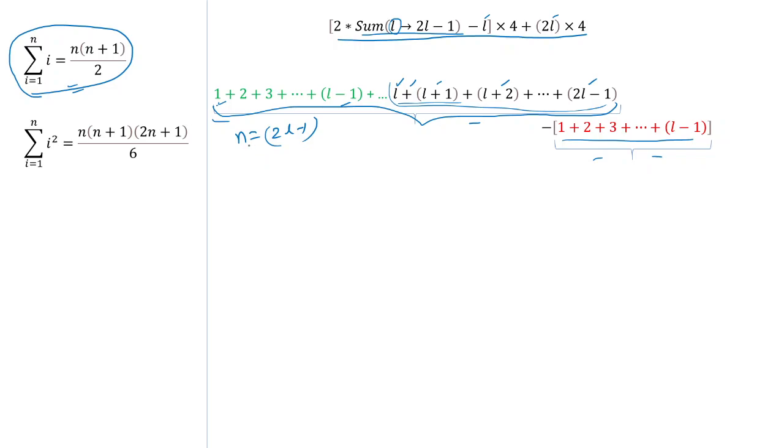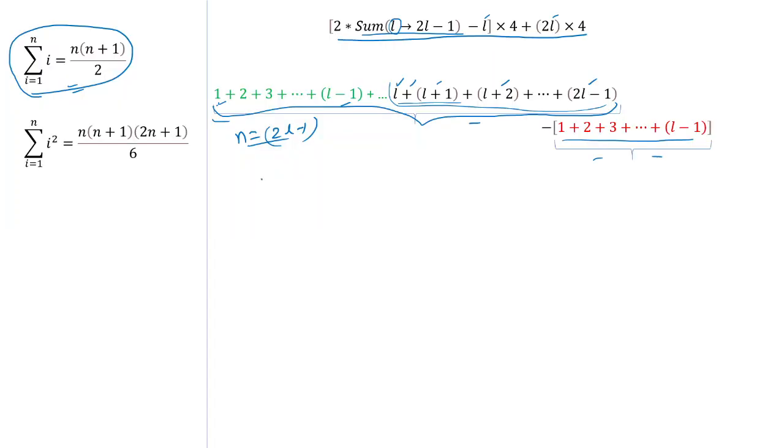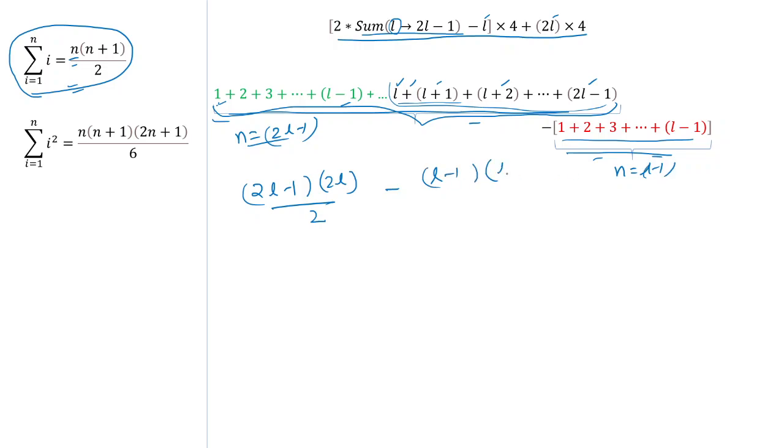So when we get this, we will use this particular formula, and n is 2L minus 1, so we will get (2L minus 1) times (n plus 1, that is 2L) divided by 2 for this particular one. For this one we'll subtract the summation, where n equals L minus 1, so the summation will be (L minus 1) times (n plus 1, that is L) divided by 2. Now we have got the summation of this value.